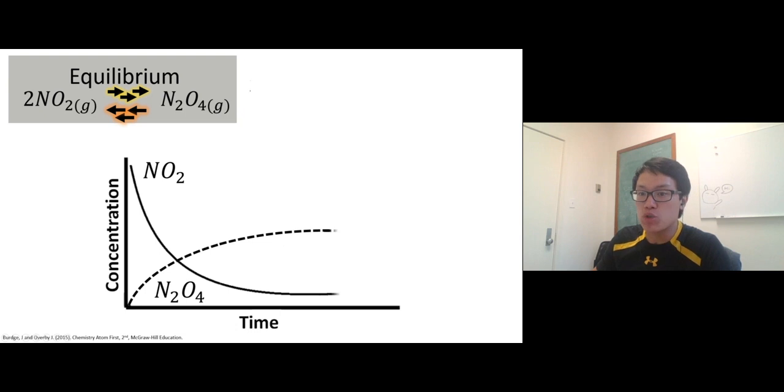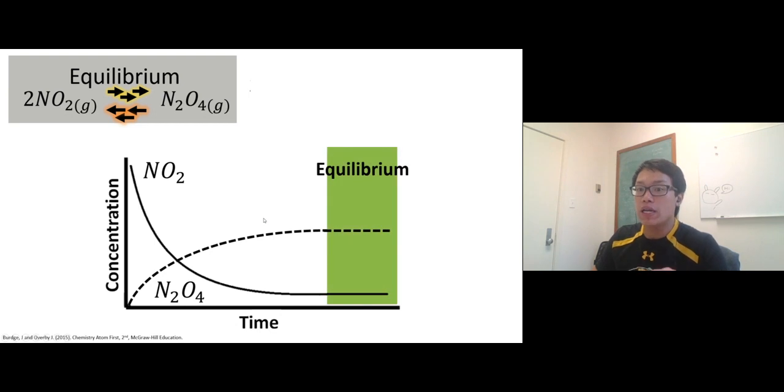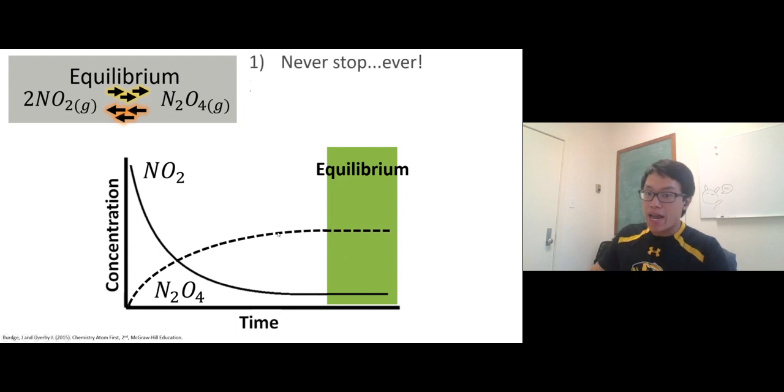Eventually, the two processes reach a point where they happen at the same rate, and at this point, there's no discernible change in concentration of both the product and the reactant. You can see the change now, right? And we call this point equilibrium. Note that I never said that the reaction stops. They never stop, right?